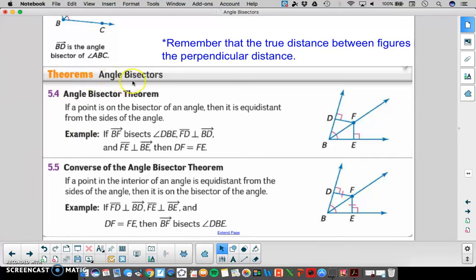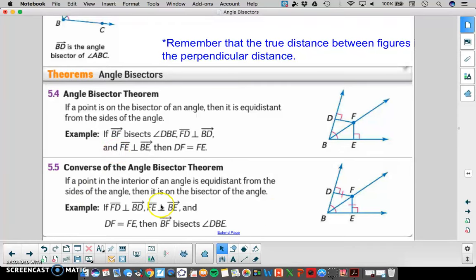That brings us to the angle bisector theorem. If a point is on the bisector of an angle, so in this picture BF is our angle bisector, then that point is equidistant to the sides of that angle. So this point F, its perpendicular distance to side BD and its perpendicular distance to side BE are equivalent. So FD and FE are congruent segments.